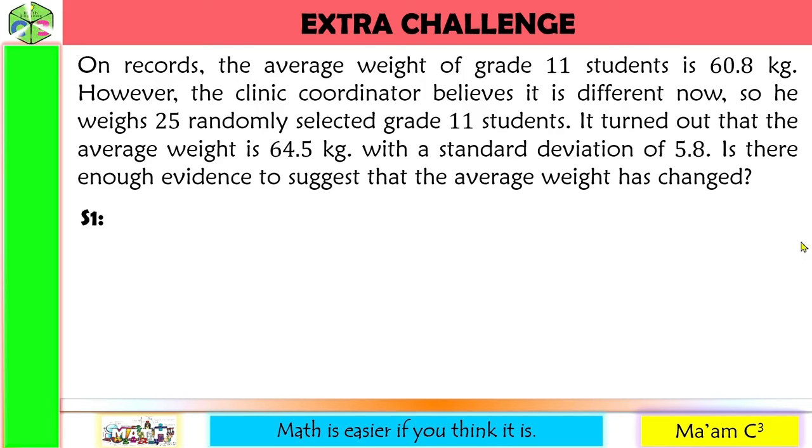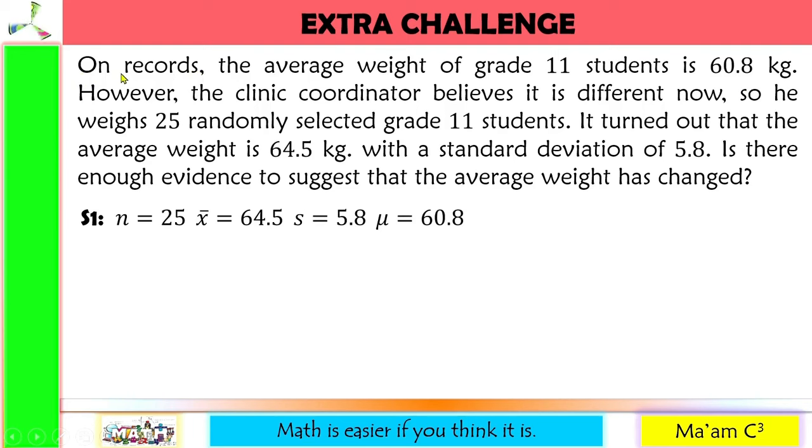Step 1. Let us identify the pertinent information. Start with the sample size. He weighs 25 randomly selected, so n is equal to 25. It turned out that the average weight is 64.5, referring to the sample, so this is our sample mean. With a standard deviation of 5.8, also referring to the sample, this is the sample standard deviation. So it means this 60.8 kilograms here is our population mean, which is correct because it says here on record. So this is based on a previous study.